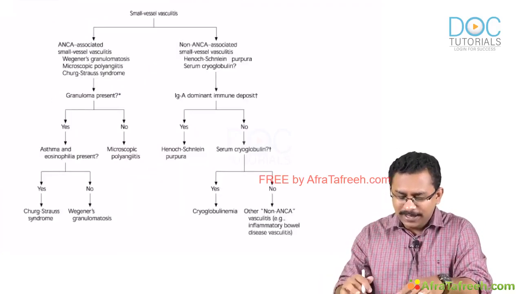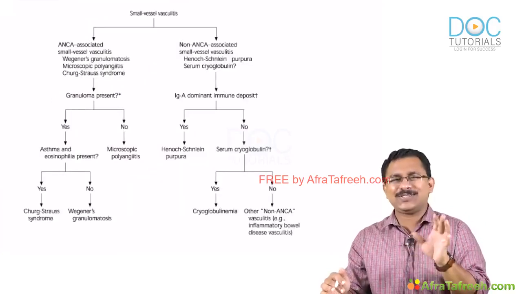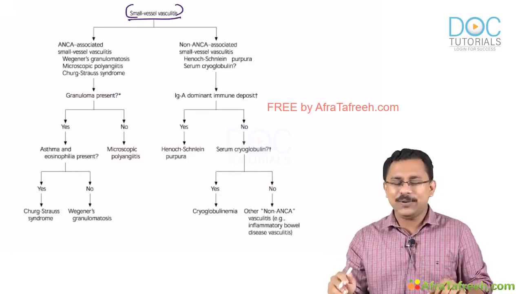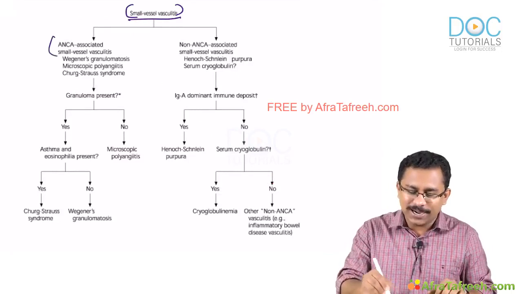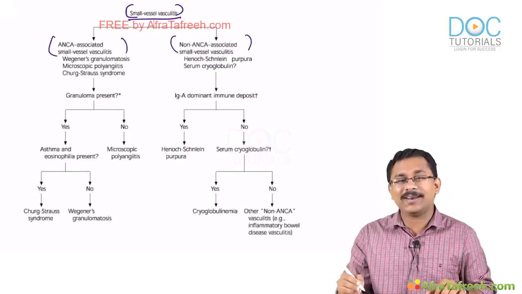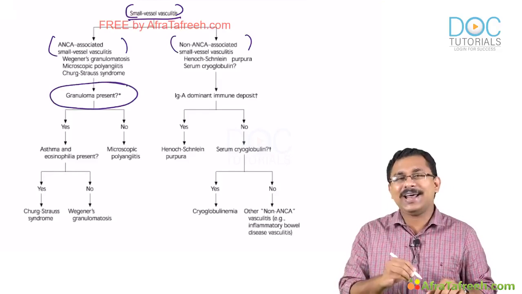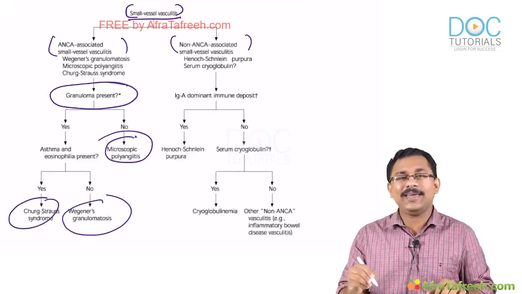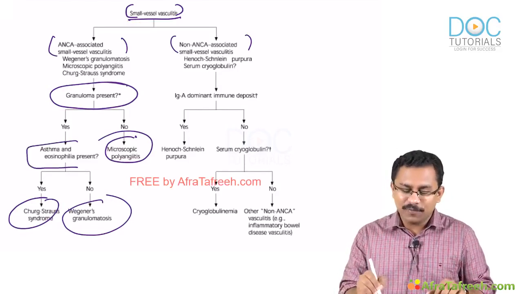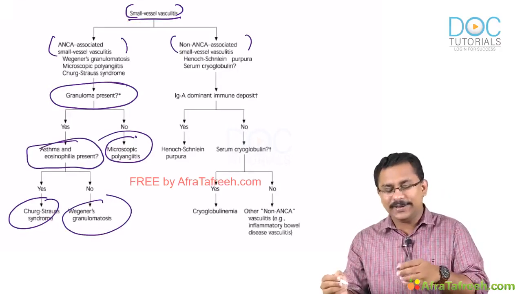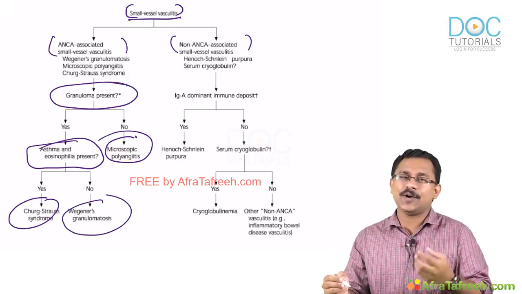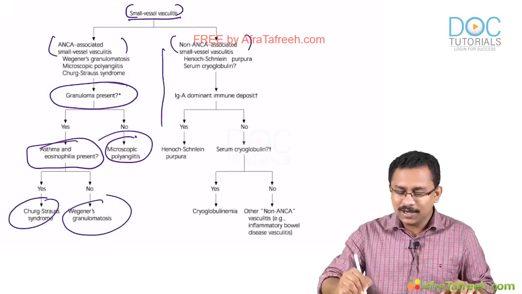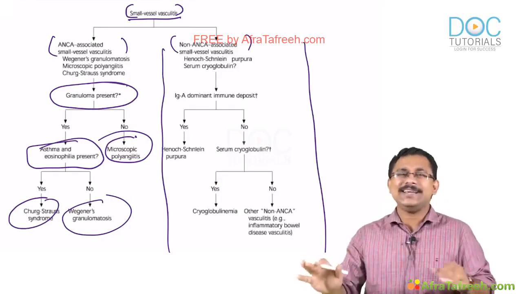Okay, and then finally one flowchart on small vessel vasculitis, just a small classification to make things simpler for you. In small vessel vasculitis, you have ANCA associated vasculitis and non-ANCA associated vasculitis. If you have a granuloma, it is likely to be either Churg-Strauss or Wegener's. No granuloma, it is microscopic polyangiitis. If asthma and eosinophilia are there in the clinical features, then this is most likely a case of Churg-Strauss syndrome. So that is how you deal with ANCA-associated vasculitis. Non-ANCA-associated vasculitis we will be discussing separately.